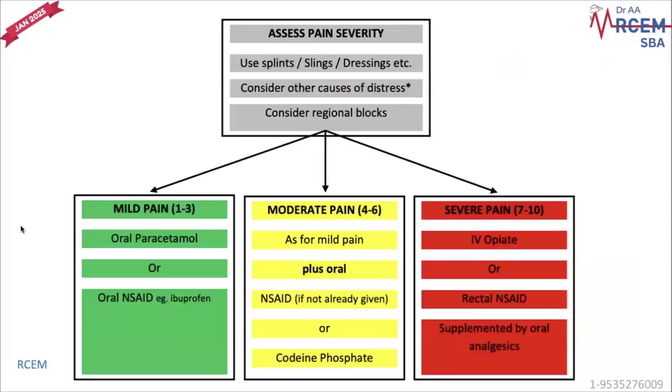What are the drugs we'll be giving? Before giving drugs, ask yourself, can I just splint it? Or can I just give a block? For example, it's a femur neck fracture. Can I give a fascia iliaca block for the patient? Those are better than giving a parenteral drug.